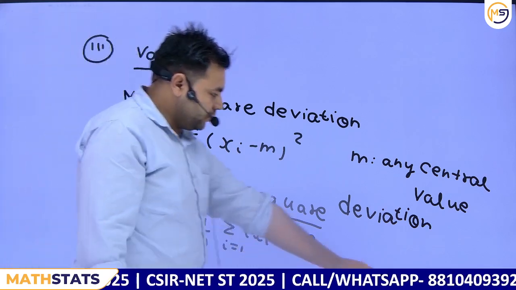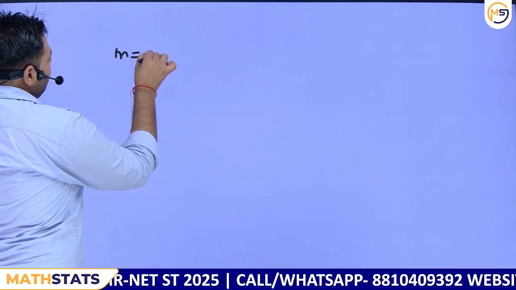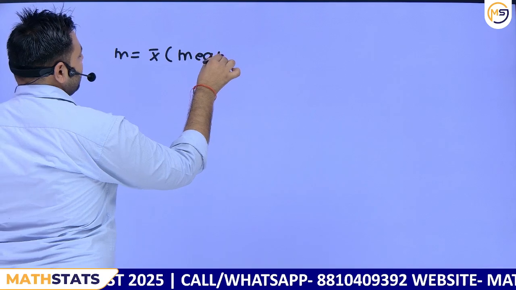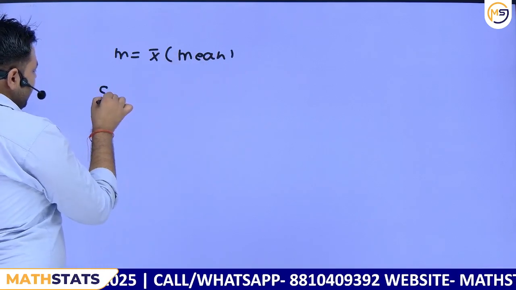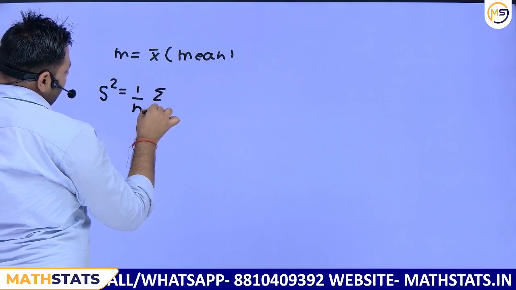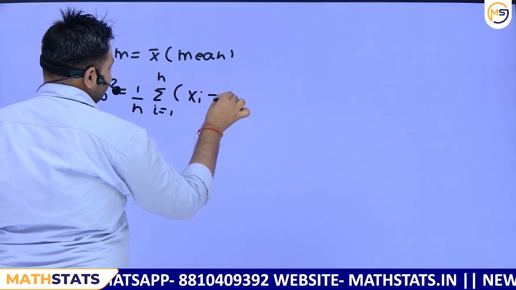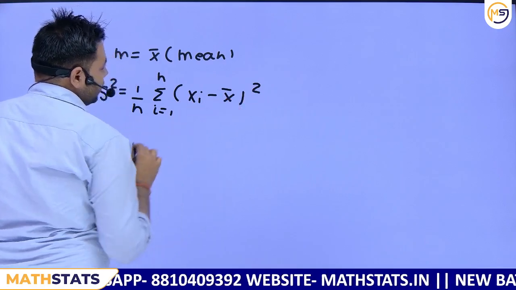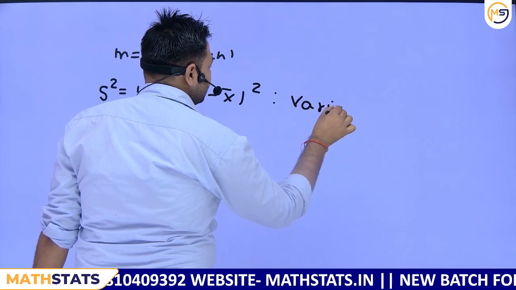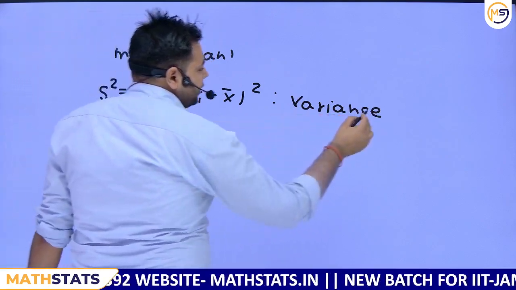Now if I put m equal to x bar, say mean, this is mean of xi, then s square equal to 1/n summation i equal to 1 to n, xi minus x bar square. So this is called variance, variance of xi. This is the formula of variance, and this is denoted by sigma square.